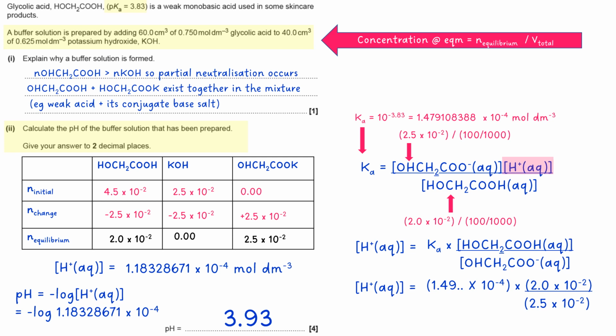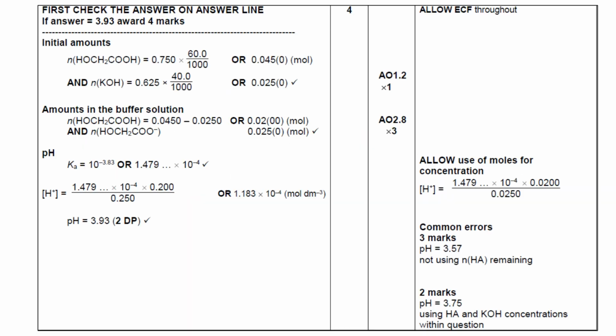So let's now have a quick look at the marking to see how we did. You can see that they put that up there for 4 marks. And if you have a look through, you start off with the initial moles. You work through what happens during the reaction to calculate the moles in the buffer solution. You get the pH by making the hydrogen ion concentration the subject, and that gives you 3.93.